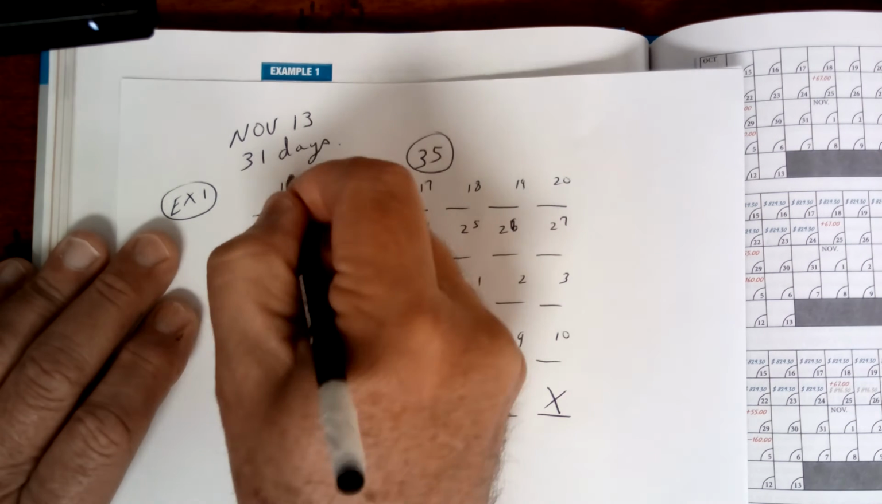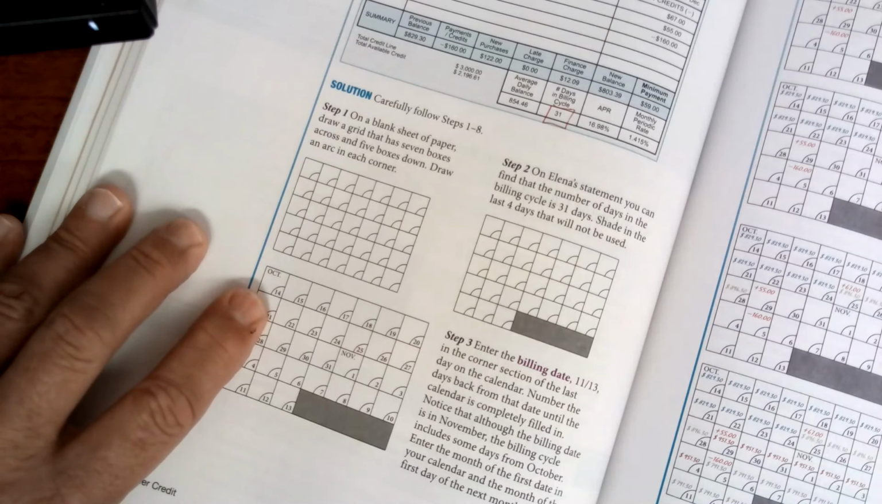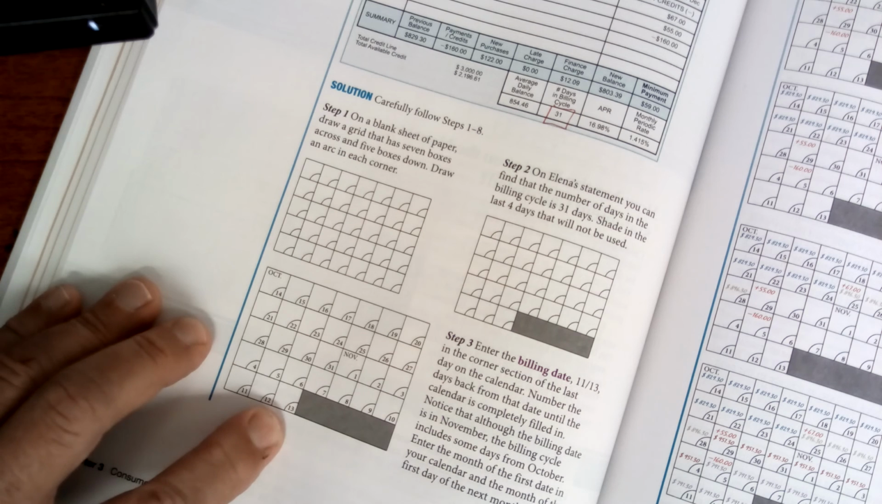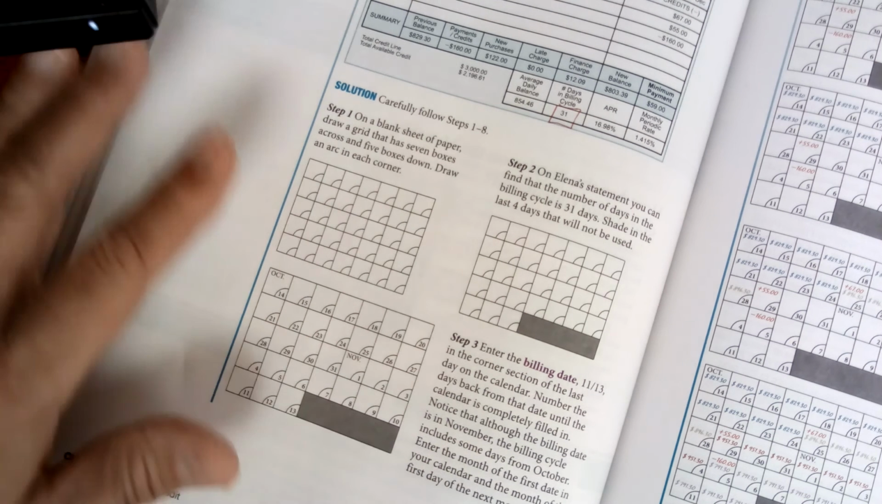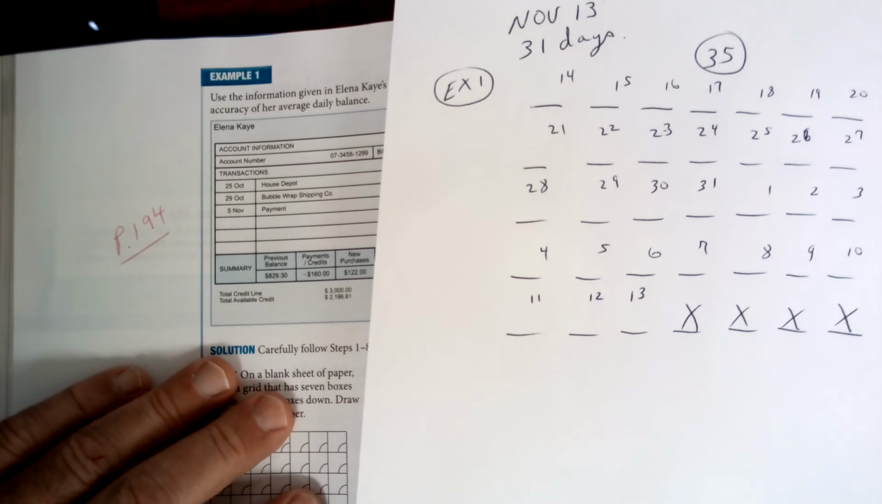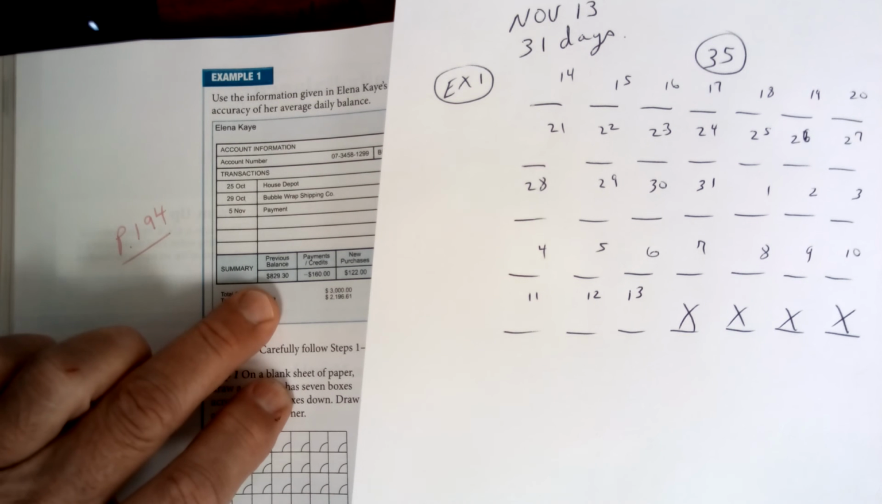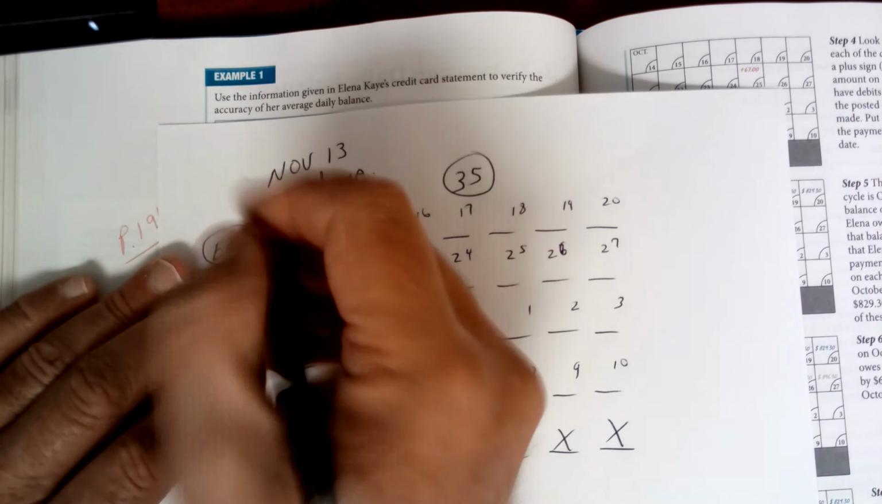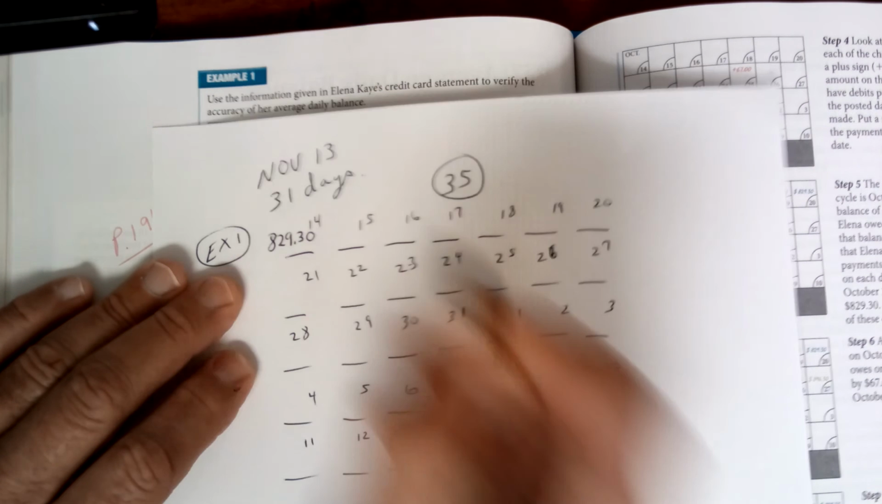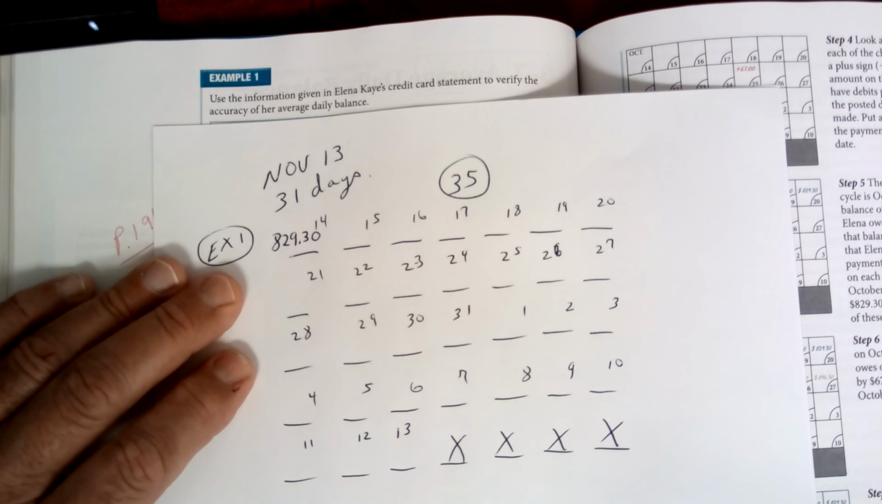Now just to verify that we're doing this right, let's take a look in the book. See how it ends on the 14th, October? And then that's the billing date down here. And they blocked off 4 of these. So we're on the right track. Now, look at the previous balance here. It looks like 829.30. So you're going to put 829.30 as the beginning balance. So they obviously didn't pay it off.